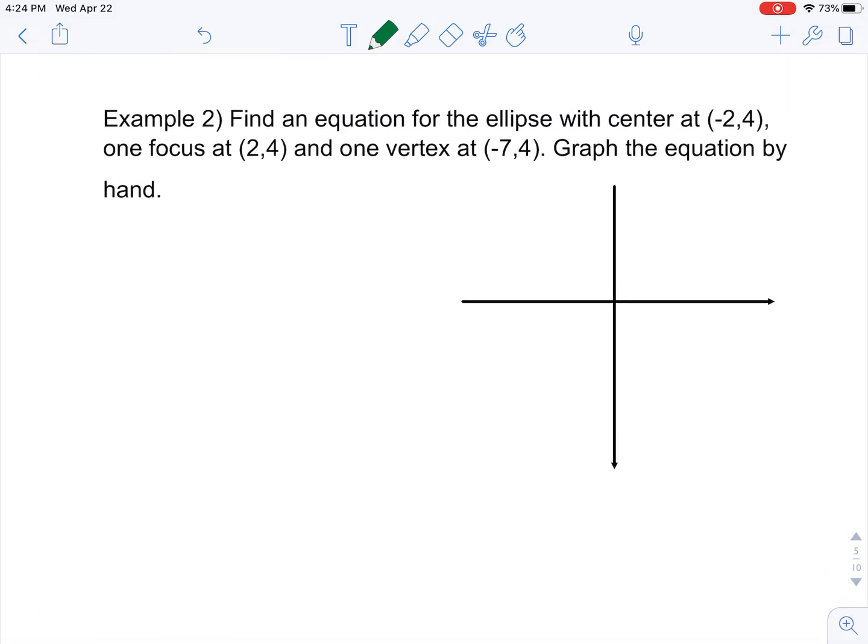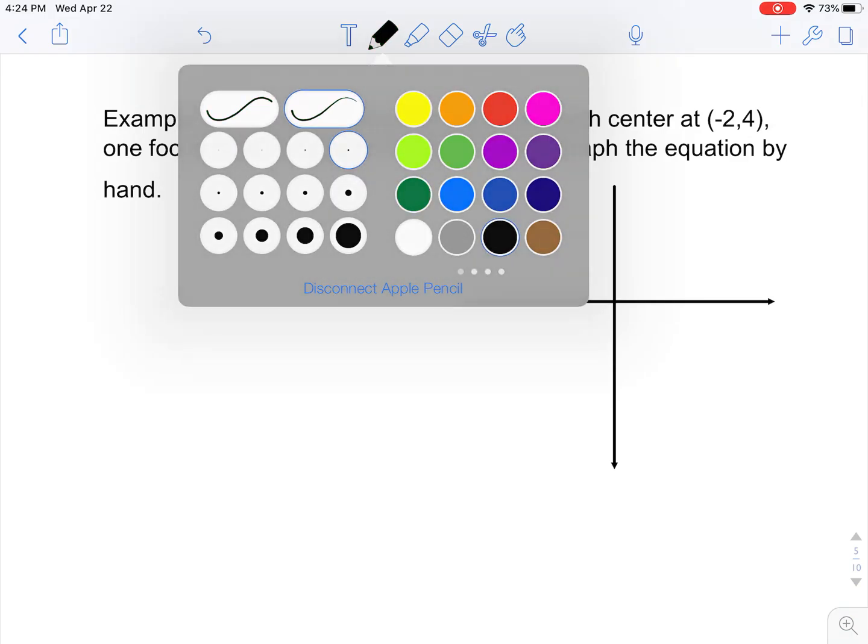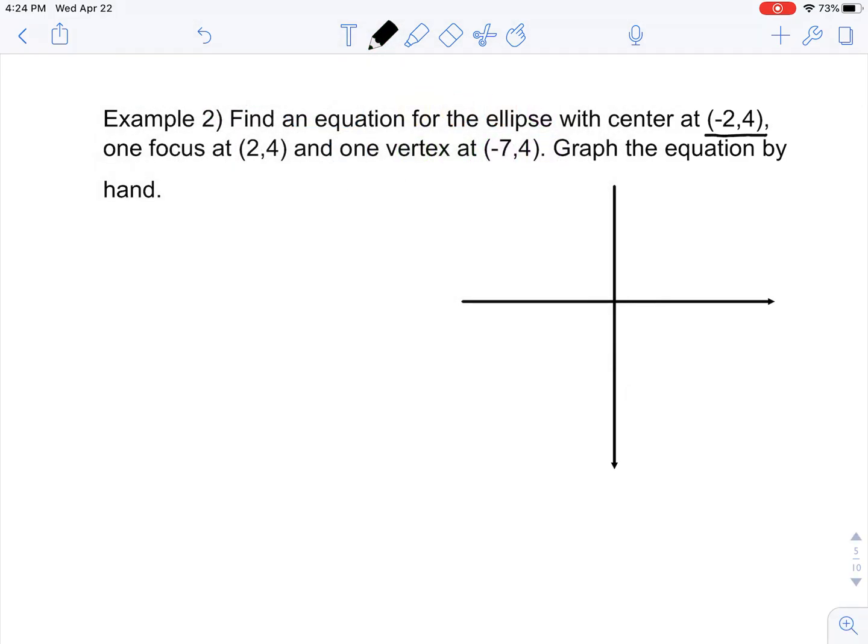Okay. Just like we were doing in our first example, I'm going to give you some key information and ask you to use that information to try to write the equation. And then with that, we're going to be graphing that equation as well. So in this one, I'm giving us a center at -2, 4. I can plot my center point.